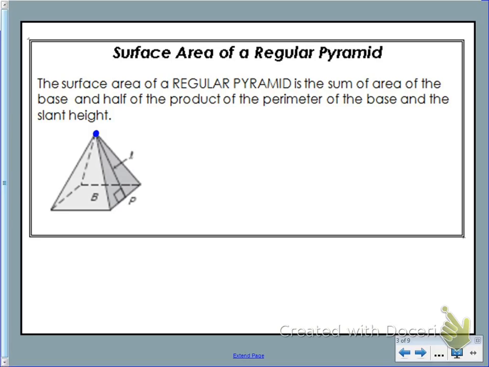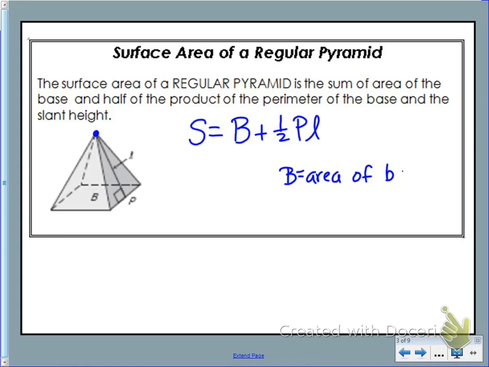It says the surface area of a regular pyramid is the sum of the area of the base and half of the product of the perimeter of the base and the slant height. So that formula is S for surface area equals B plus 1/2 PL, where B is the area of the base, capital P is the perimeter of the base. We've heard those before in the previous formulas. And then L is the slant height.